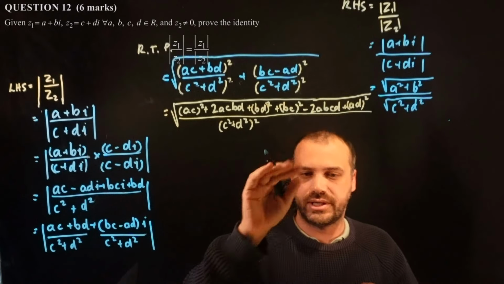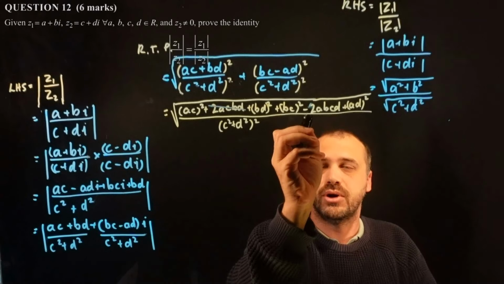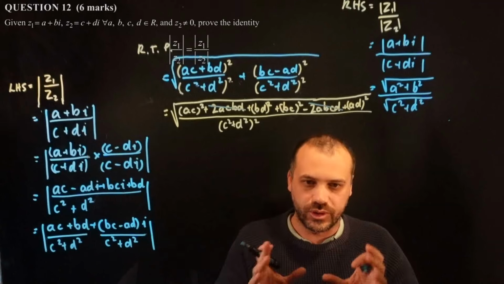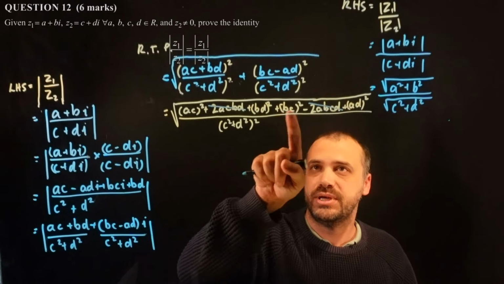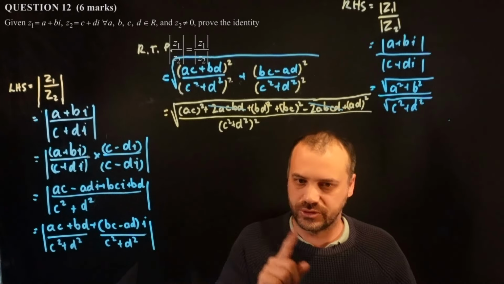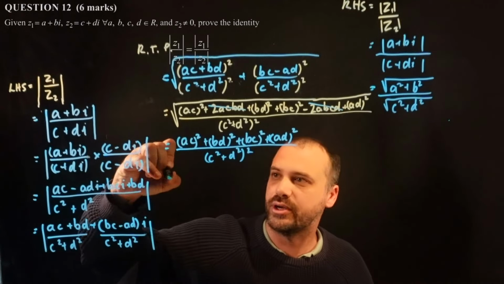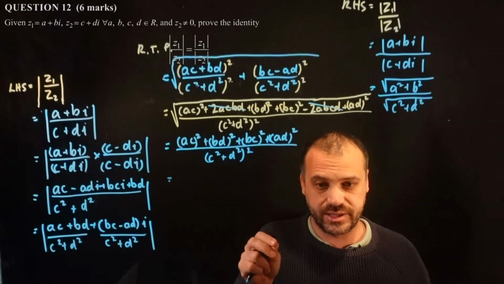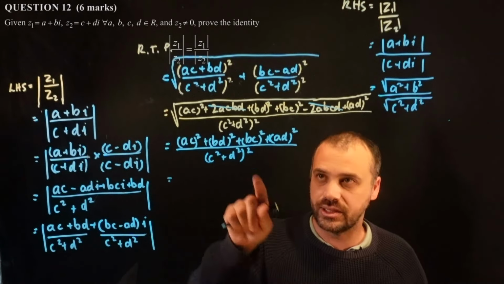So what do I see when I do this? I see some cancelling, 2ACBD minus 2ABCD. Doesn't matter that the letters are in different orders, they're the same thing. And I'm left with AC squared, BD squared, BC squared, AD squared, and on the bottom, C squared plus D squared, all squared. Now this next part is a little tricky to understand what's going on, but let's check it out. AC squared is the same as A squared times C squared. BD squared is the same as B squared times D squared.